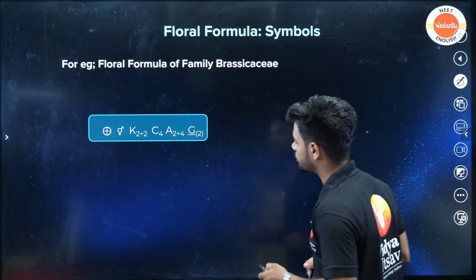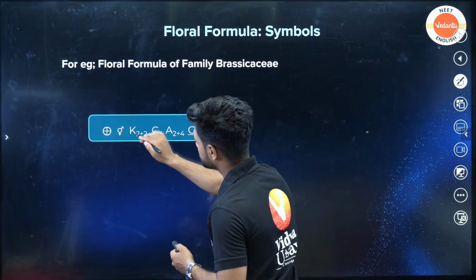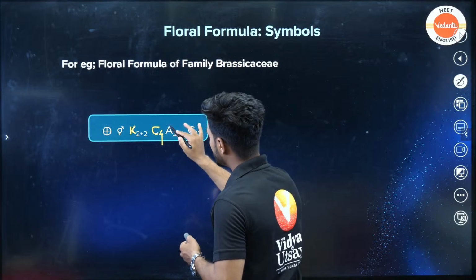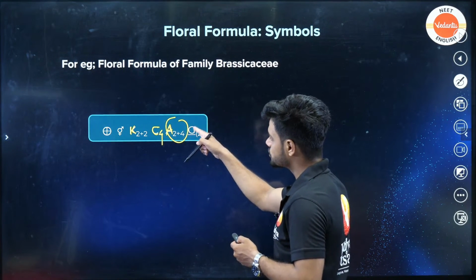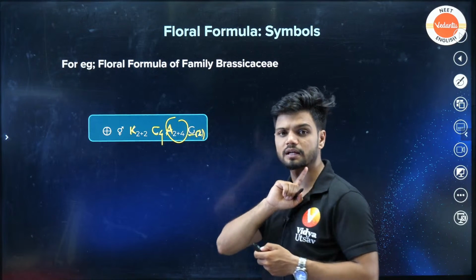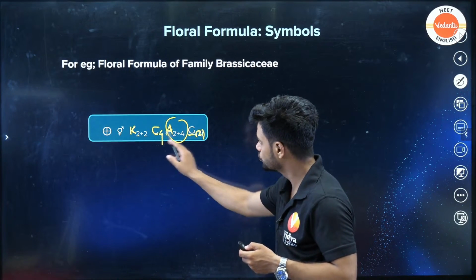Now, if you look at your floral formula, we have the actinomorphic condition here. Bisexual, 2 plus 2 arrangement. Then we have cruciform corolla. Androecium is in tetradynamous condition, 2 plus 4. Then the gynoecium is bicarpellary, syncarpous, with superior ovary.